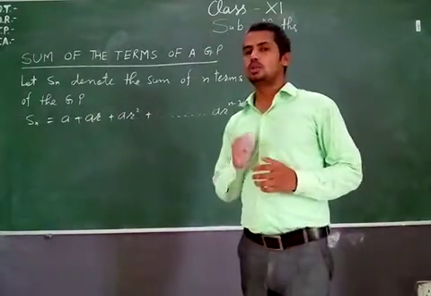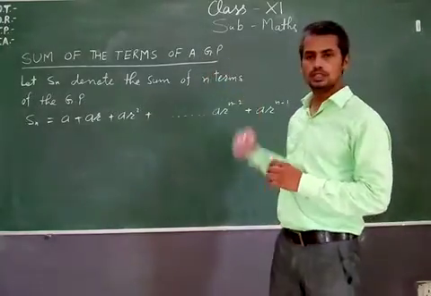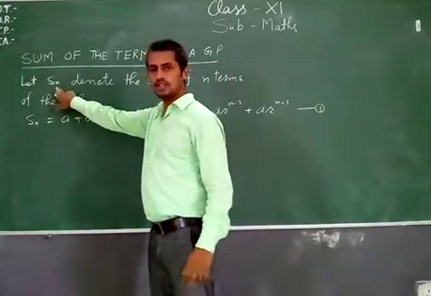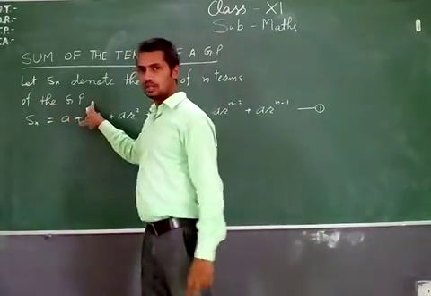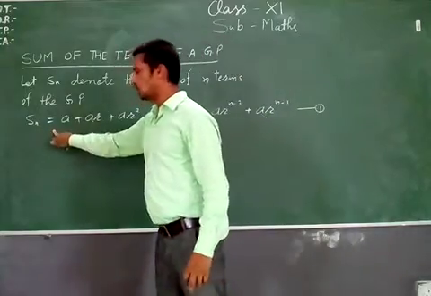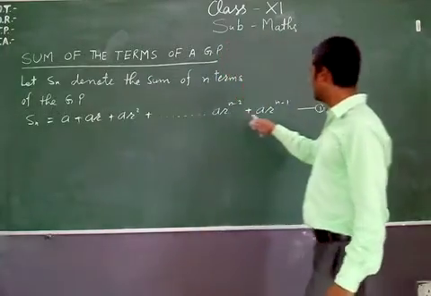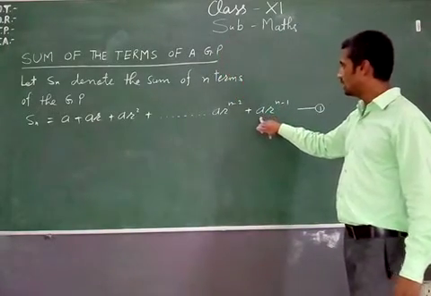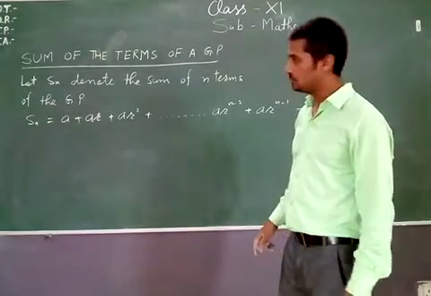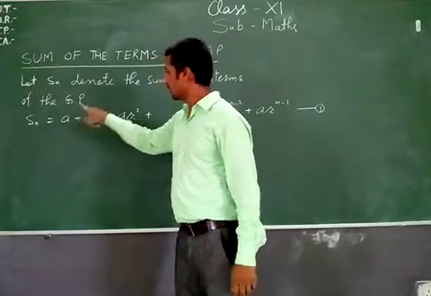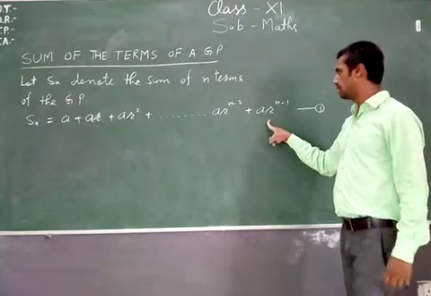Good morning. Today we will discuss the sum of terms of a GP. Let Sn denote the sum of n terms of the GP. Sn equals a plus ar plus ar square up to n terms, where ar power n minus 1 is the last term of the given GP, where a is the first term, ar the second term, ar square the third term, and the last term is ar power n minus 1.